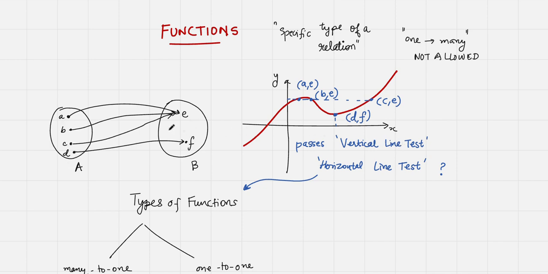I've shown these points here: A comma E, B comma E, C comma E, because A, B, and C are all mapping to E. And D comma F is also shown. Although a function passes the vertical line test because one-to-many mapping is not allowed, it may or may not pass the horizontal line test. Like you can see here, you draw a horizontal line, it goes through 3 points, so it's not passing the horizontal line test.